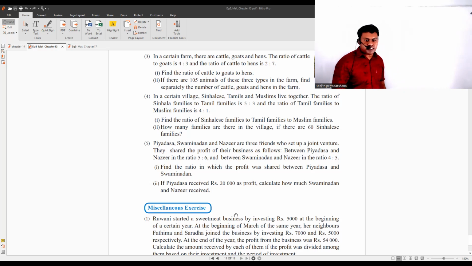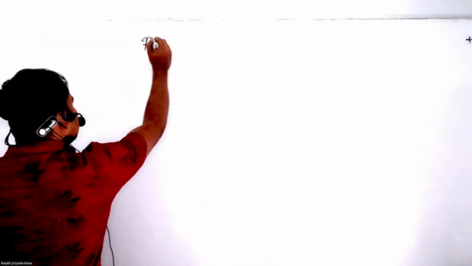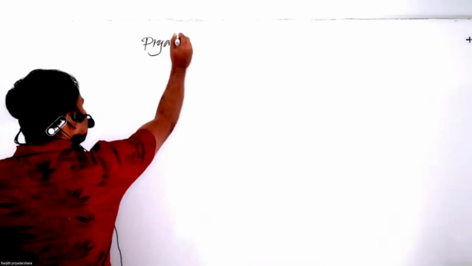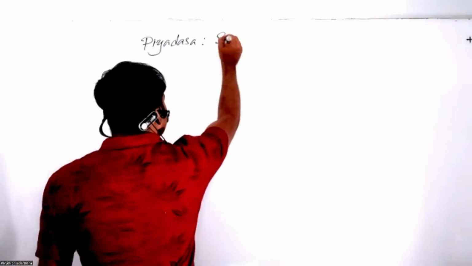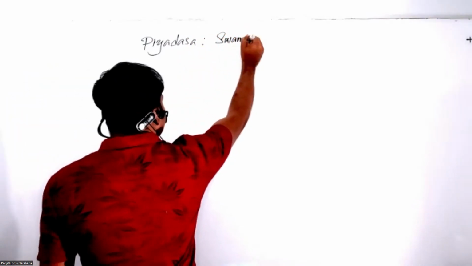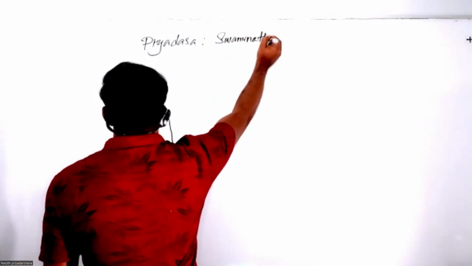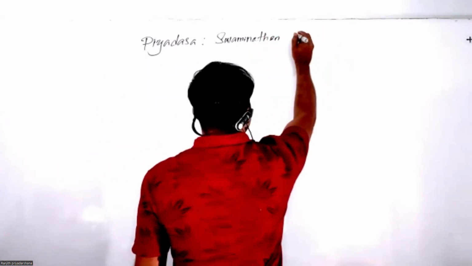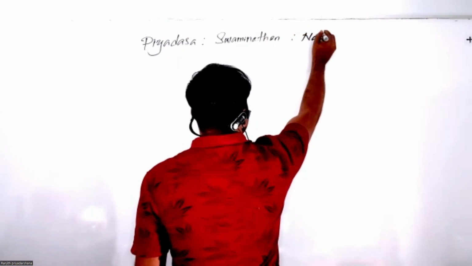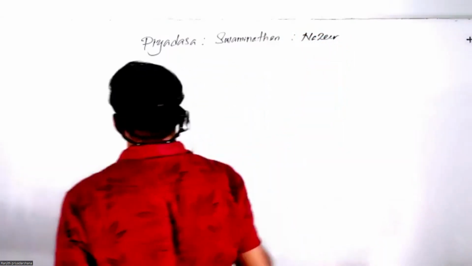Right, let's write Piyadasa, Swaminathan and Nazir. Name of the leader thing, right?